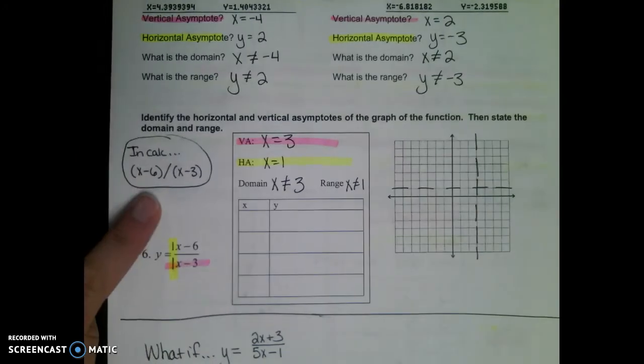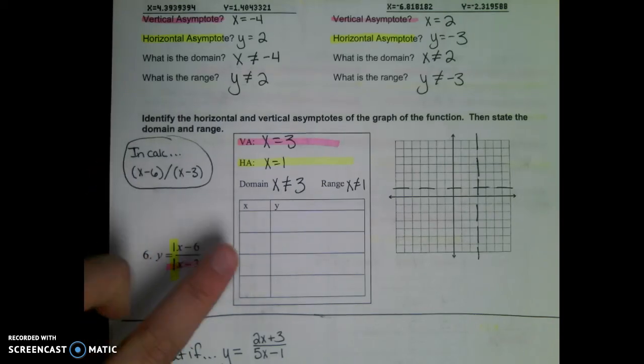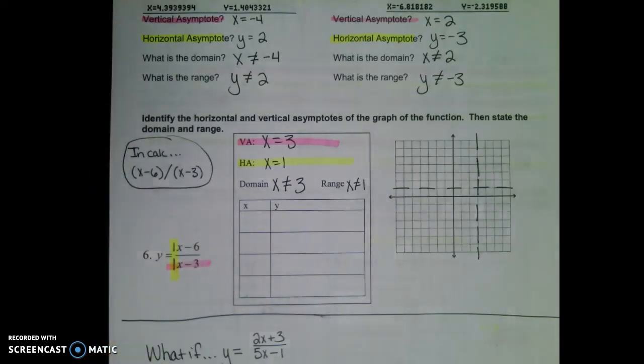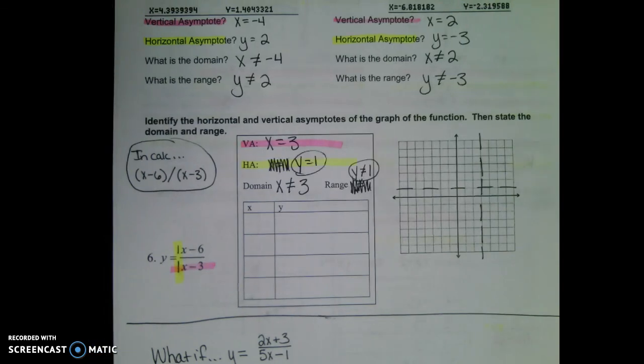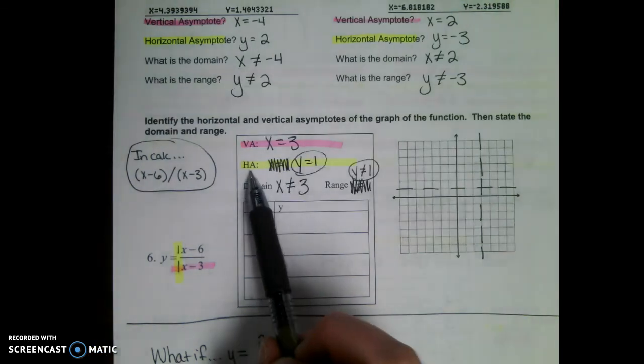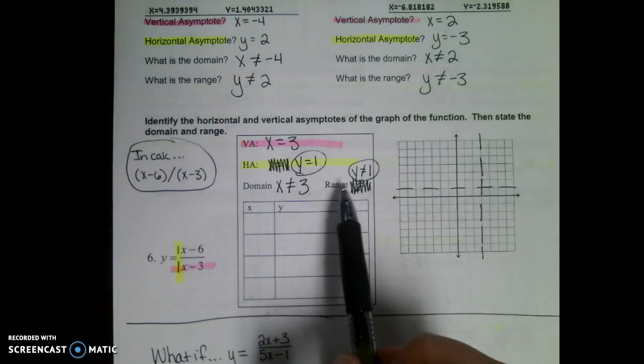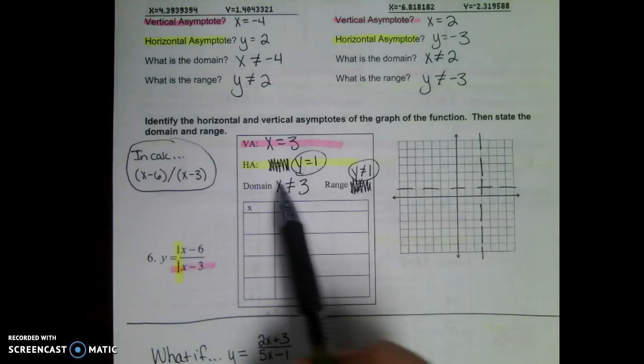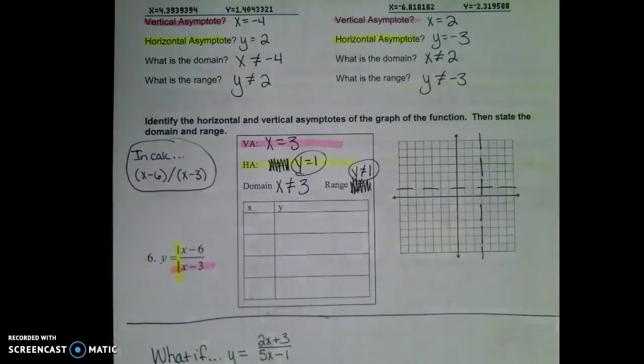I gave you a tip on how to enter this in your calculator. You have the entire numerator in parentheses and the entire denominator in parentheses. So enter that in your calculator, get points, and graph this. One of my students pointed out an error that I made. The horizontal asymptote is y equals 1. The range is y cannot equal 1. Sorry about that. My bad.